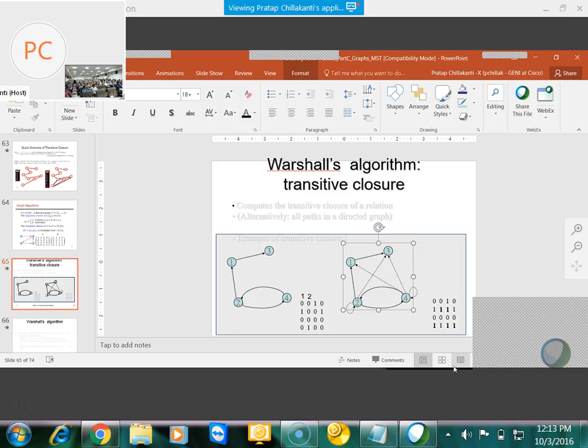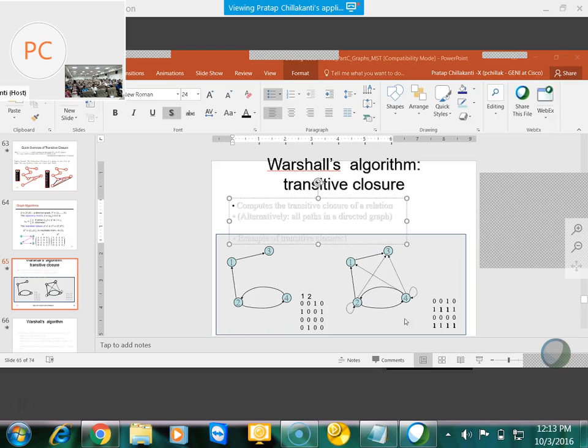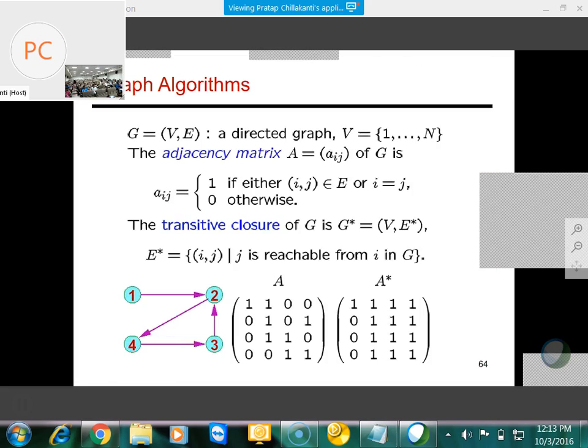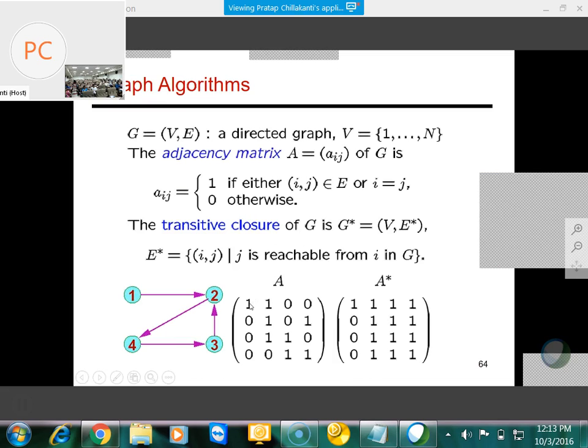Let me now go back to presentation mode. So these are 1, 2, 3, and 4. Same thing, 1, 2, 3, and 4 like that. So you're drawing the adjacency matrix. I put them in the wrong slide, but it's in the previous slide. Sorry about that. Okay, so this is 1, 2, 3, and 4, and 1, 2, 3, and 4.